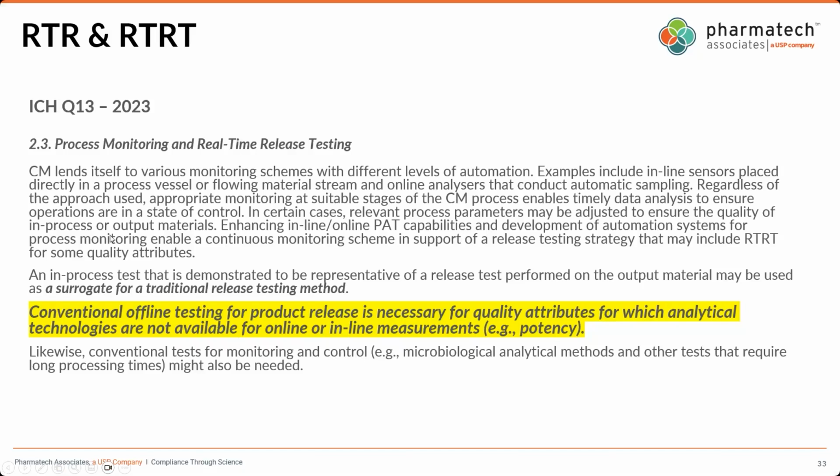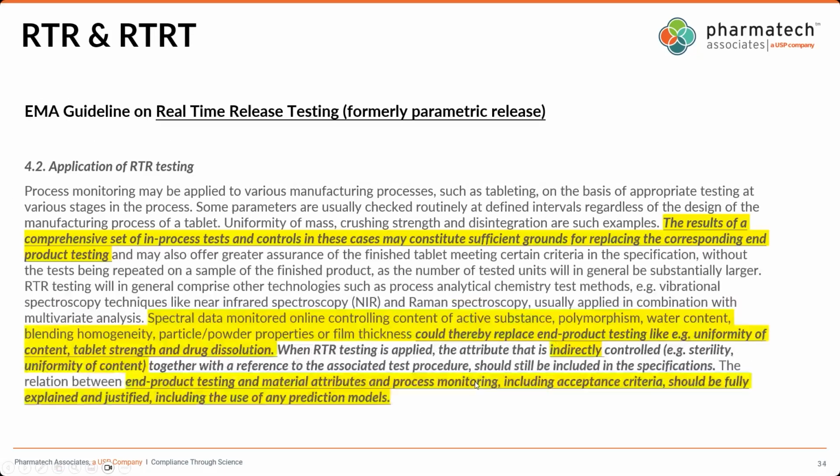I think I refer recently in most of my presentations to the ICH Q13, and you see, okay, conventional offline testing is necessary, of course, for all kinds of quality attributes where no analytic technology is available. I mean, this makes sense. If we do not have something in line which is capable of measuring potency or content uniformity, of course, there is no way out for checking this offline.